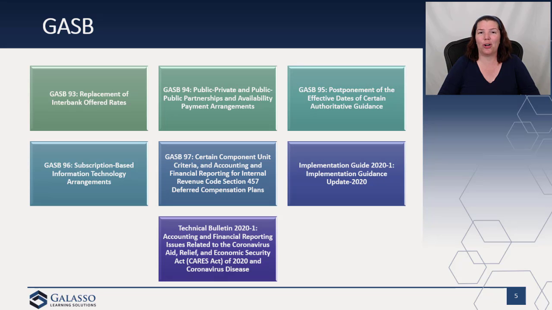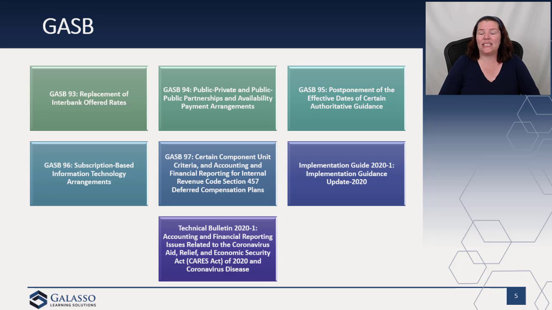GASB 95 is the delay. So GASB took a more holistic approach. Instead of focusing on specific standards delay, anything that was not yet fully effective received a 1-year delay. So a more holistic approach, really starting with GASB 83 all the way through GASB 93. GASB 94 was not included because when they issued that right before GASB 95, they already included a 1-year delay.